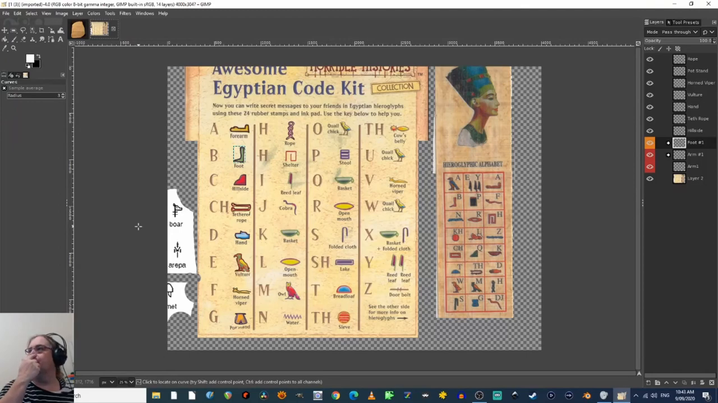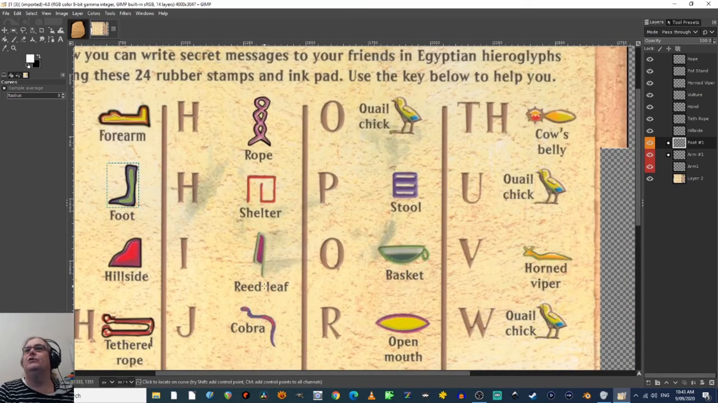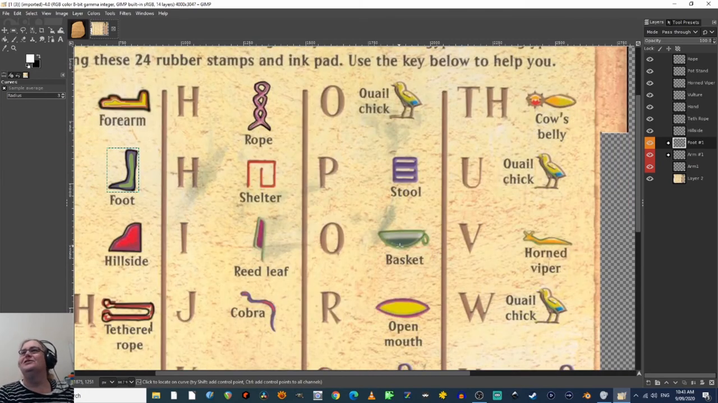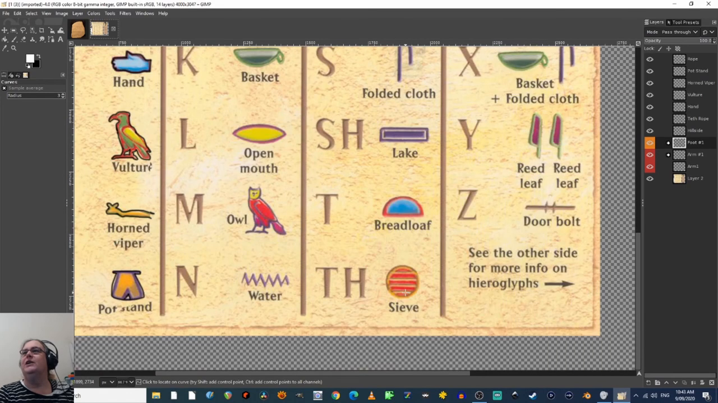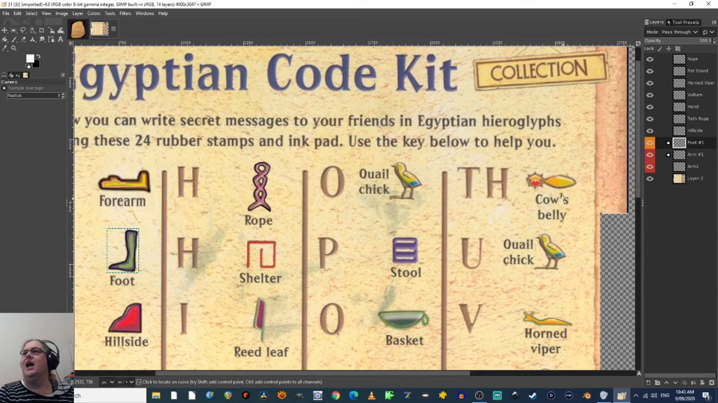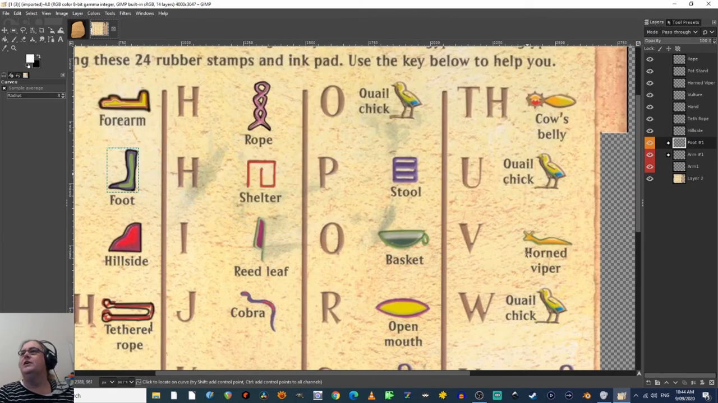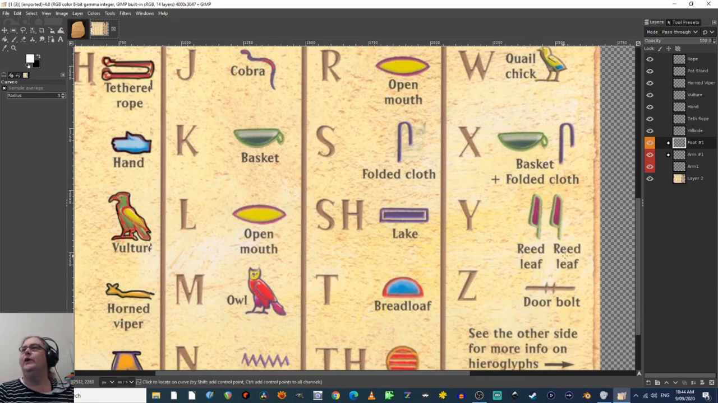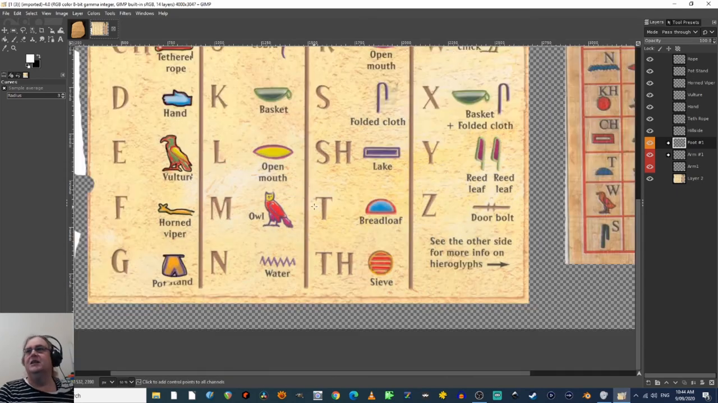And so I bought this in the museum in Auckland when the Rosetta Stone show came over. I've lost both of them, I don't know how. But again, we've got A forearm, foot, hillside, tethered rope, hand, vulture, horn viper, pot stand. Hang on, let me enlarge it. Rope, shelter, reed, leaf, cobra, open mouth, owl, water, quail. Ah, I said he was a penguin, didn't I? Stool, basket, open mouth, folded cloth, lake, bread loaf, sieve, cow's belly, that's an udder, yeah, or a goad, is it? Yeah, quail chick again, horn viper, quail chick again, he's very popular, our quail chick, basket with a folded cloth, two reed leaves, and a door bolt. So there you go. I'll end it there.